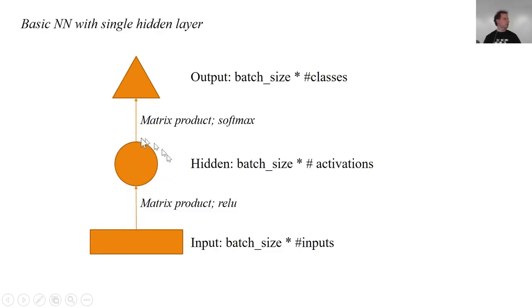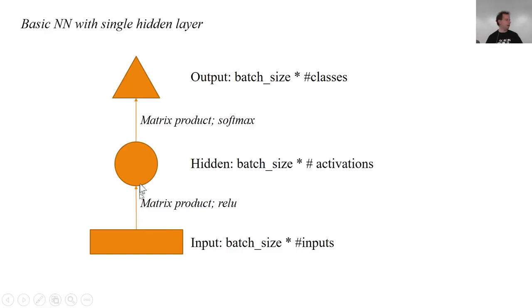A circle. In fact, every shape is a bunch of activations, right? The rectangle is the input activations, a circle is a hidden activations, and a triangle is an output activations. An arrow is a layer operation, or possibly more than one. So here, my rectangle is an input with number of rows equal to batch size, and number of columns equal to the number of inputs, number of variables, right?